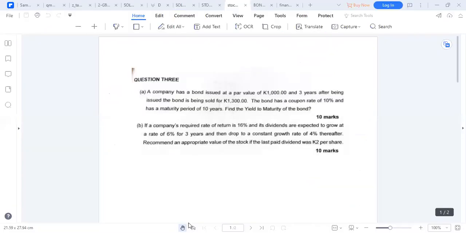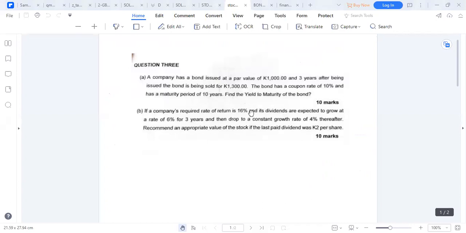All right, so this was a test which your colleague was just writing shortly. I will look at just question 1 with you, 10 marks. Then we will go to question number 2 after I teach stock valuation. A bond that was issued at par value 1,000. This is a 10-year bond, and it was issued 3 years after being issued, and was selling for 1,300. This bond has a 10% coupon interest. Calculate the yield to maturity.